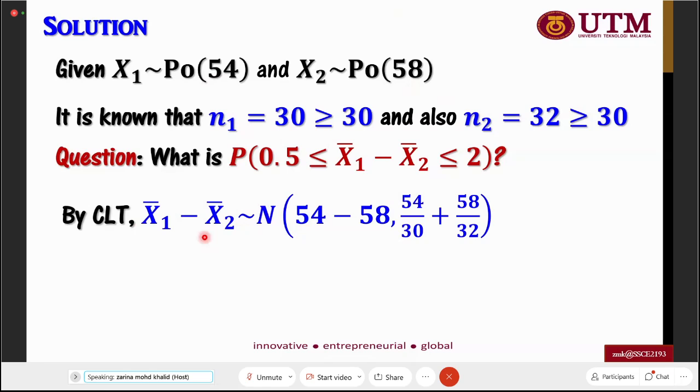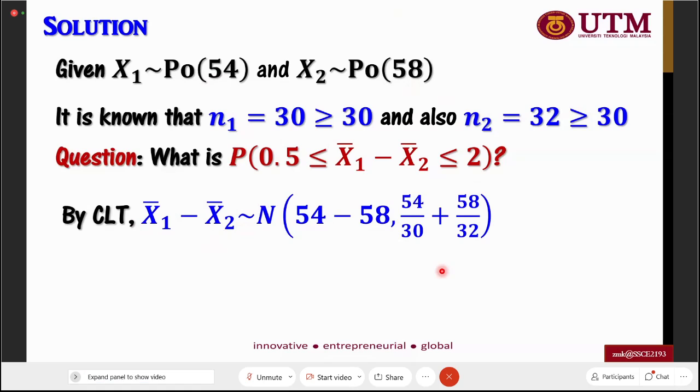With mu, look at how you write. It has to be mu1 minus mu2, because of the position. It cannot be 58 minus 54, although 58 is larger than 54. You have to follow this pattern. And the variance has to be always the sum of variances. Don't square 54 and 58, please, because these are lambdas, and lambda is actually the mean and also the variance for Poisson. So be careful with that.